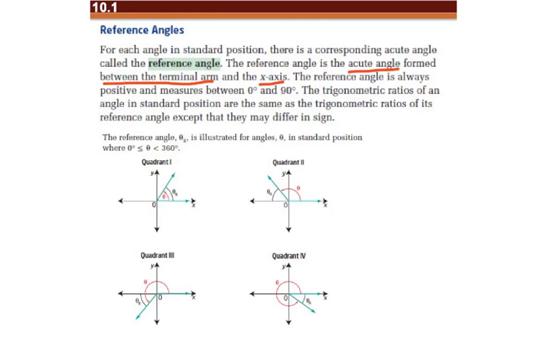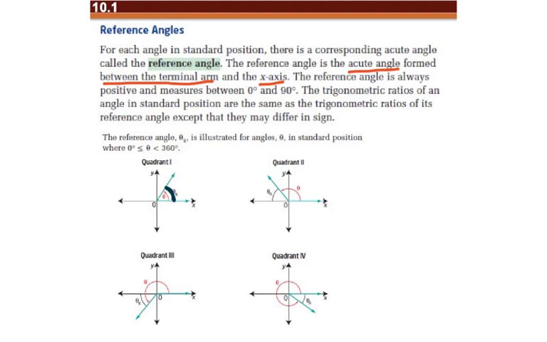Now, this could mean we continue to rotate counterclockwise. It could mean we rotate back clockwise, but I've shown examples here of what each reference angle would look like in each quadrant. So in quadrant 1, we have our angle theta in red. The reference angle would actually go back and overlap that angle.